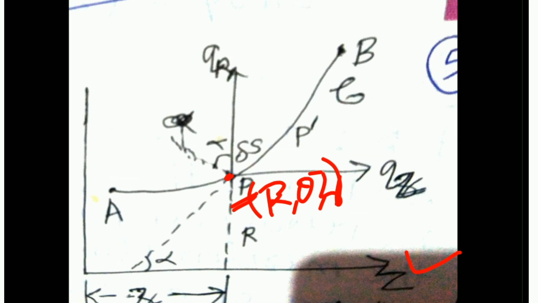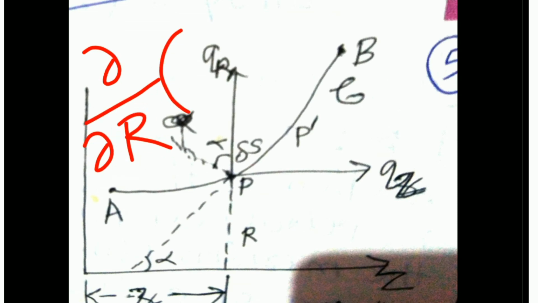The equation of continuity, we know the equation of continuity del dot q is 0 for incompressible flow, is in the form of dou by dou r of r qr plus dou by dou z of r qz, which is equal to 0. Suppose this is number 1.